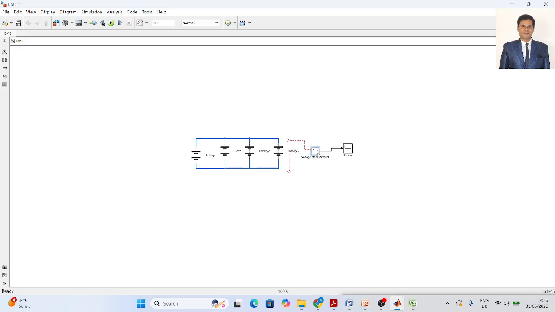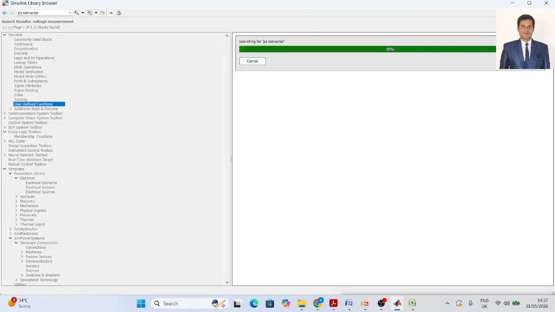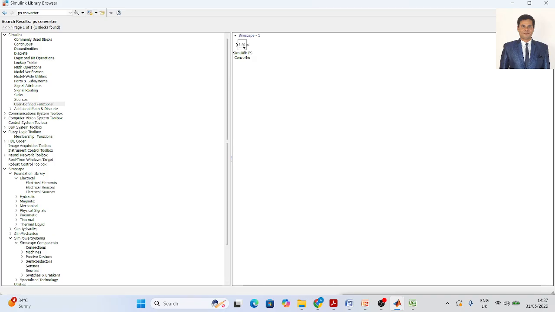The output of this voltage measurement is being connected, but this battery which is connected in parallel is not being connected with the voltage measurement. So that you have to use the PS converters. So what do you have to do? PS converters will appear. What do you do with PS converters? You have to use them. Simulink converters, okay. So like this you have to use it.